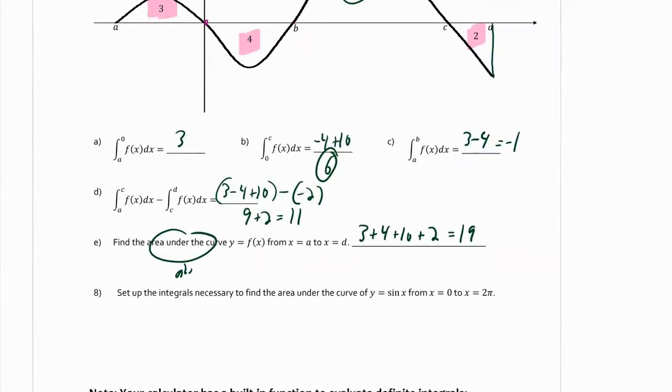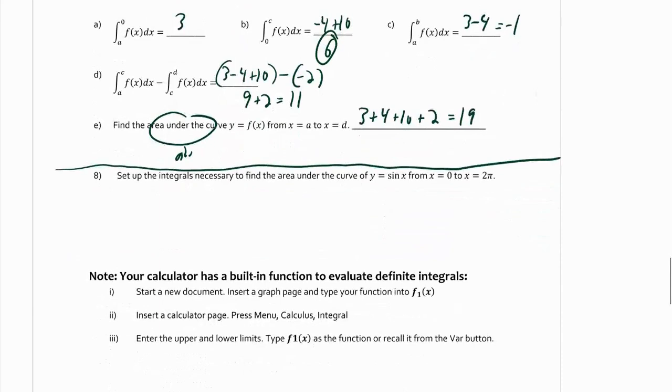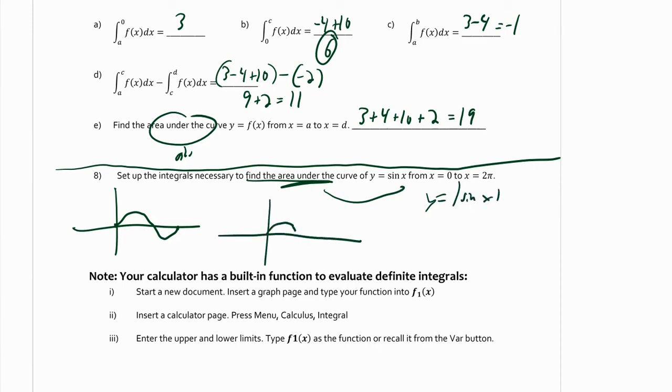Number 8 says to set up the integrals necessary to find the area under the curve from sine from x equals 0 to x equals 2 pi. I want you to graph that and sketch it for a second before you get at it. This is the graph of sine. So if I want the area under the curve, I could graph y equals the absolute value of sine of x, which is the same as sine. It's just that it gives you two of these little humps.